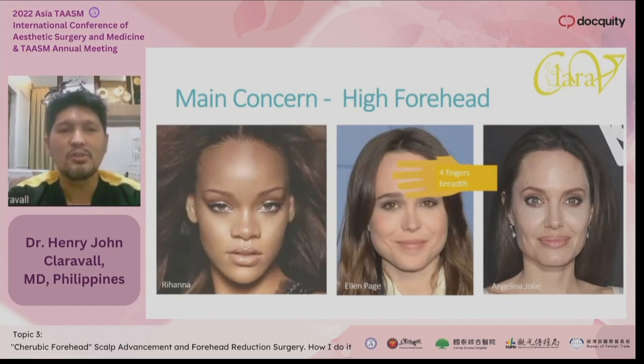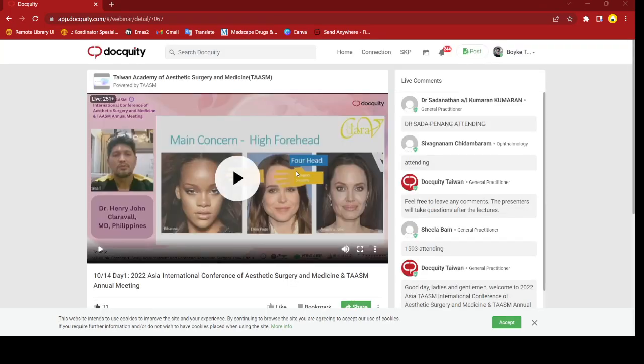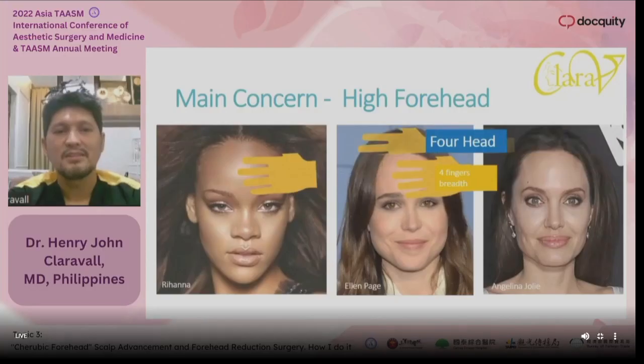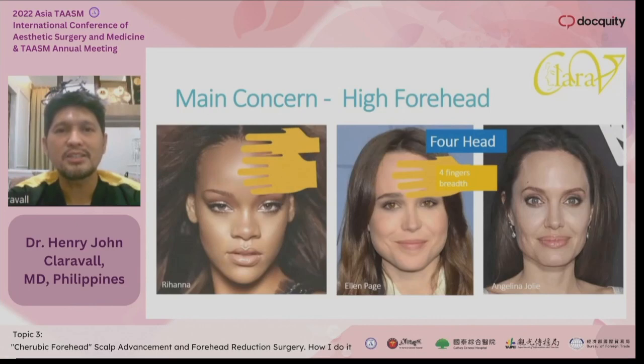Now, if you're going to look at Rihanna, as you can see with her, two fingers breadth in order for you to reach the hairline from the glabella. So for Rihanna, sometimes we called it six head. Having a high forehead is a symbol of masculinity, seriousness, and having the signs of aging.